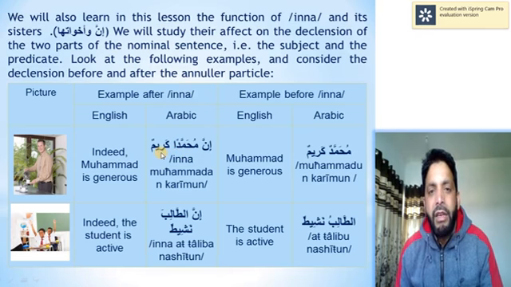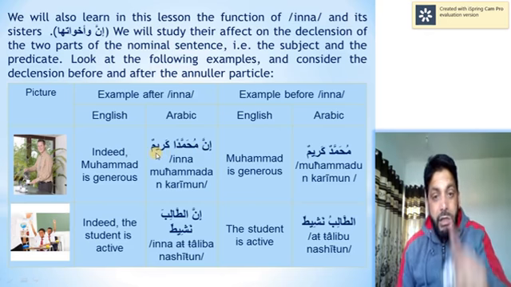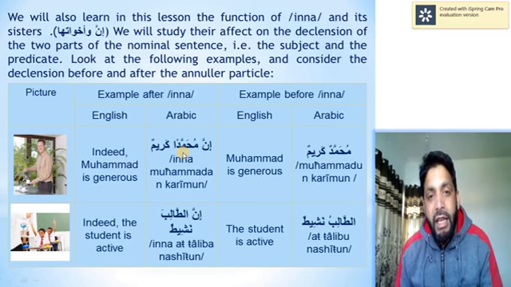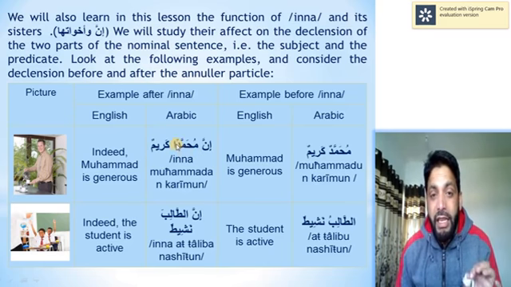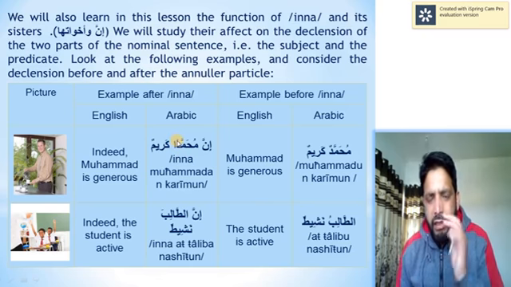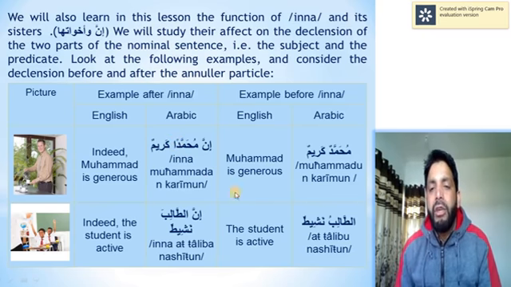Kareemun will be the predicate of inna. Muhammad is ismu inna, Kareemun is khabru inna. Now you see this Muhammad mubtada was in the nominative case, now here it is in the accusative case, Muhammadan. And what is the sign of it being in the accusative case? It is the fathatut tanween at the last. Now we have another example.